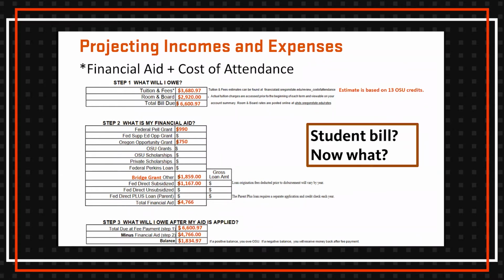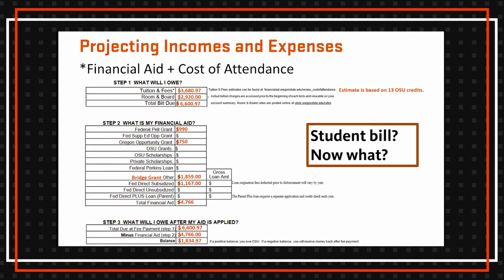But this is an example for an OSU student taking 13 credits, and it's broken down per term. As many of you might know, Oregon State University has 3 terms during the school year, so it's divided up in 3 for that total tuition cost for the year. There you'll see on step 1, what will I owe? It says tuition and fees, about $3,680. And then it has room and board, and then that total bill.